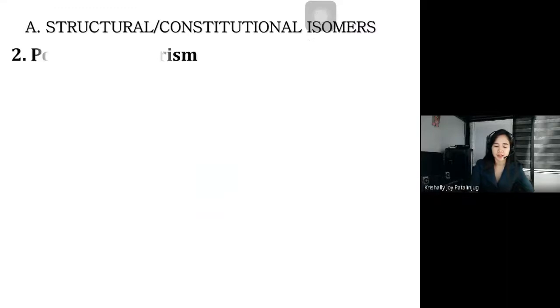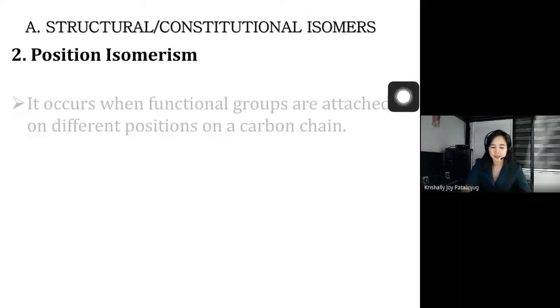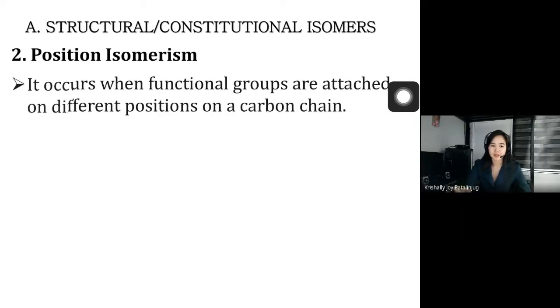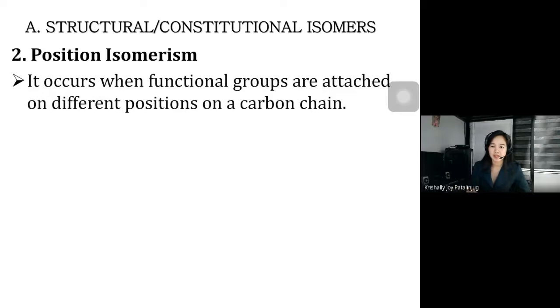Okay? Sige, let us proceed to position isomerism. Kapag naman position isomerism class, this occurs because of differences in the position. No? From the name itself, position isomerism. So nagkakaiba yung structure ng molecules because of the differences in the position of functional groups or position of substituents. So yan yung tandaan nyo.